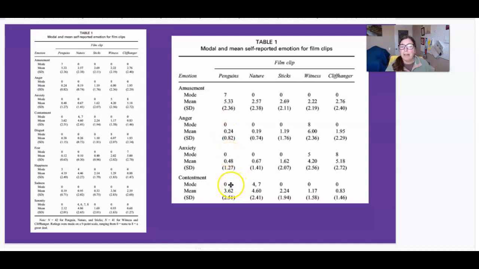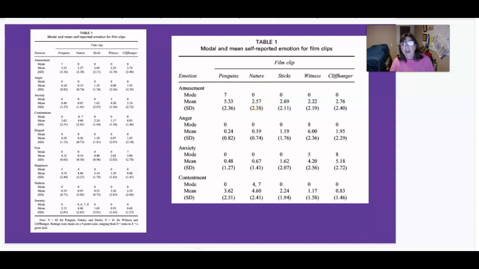Even for contentment, the mode, the most commonly reported number on the Likert scale, was a 0, but a bunch of people did feel contentment, which makes sense, and that brought the mean up to 3.62. And then you can see here that the nature film really didn't elicit too much amusement, but a little bit, because the mode is 0.